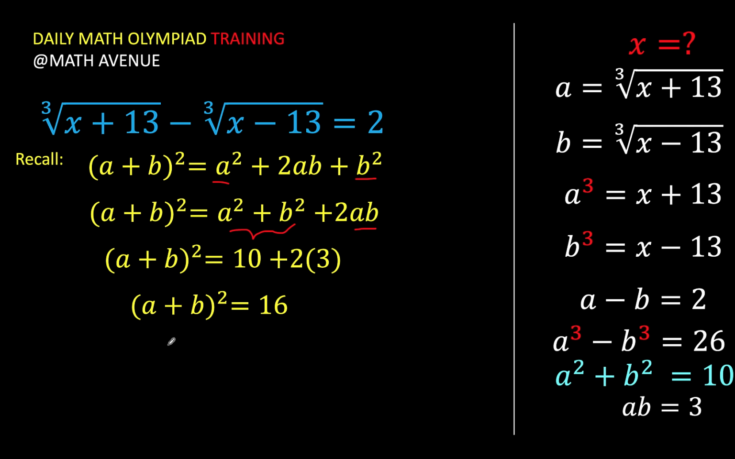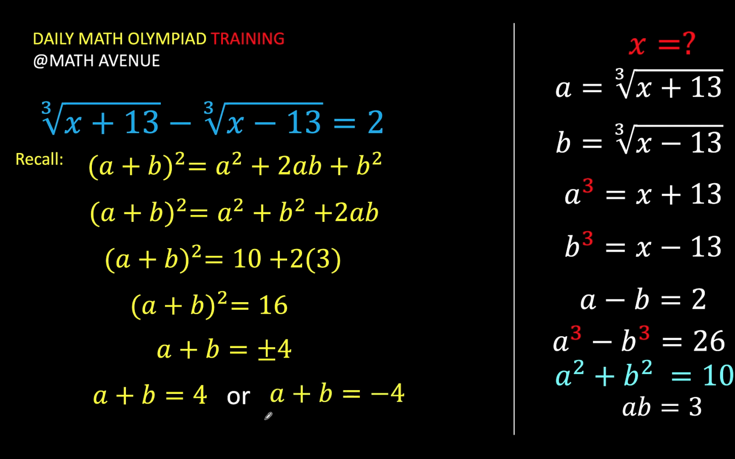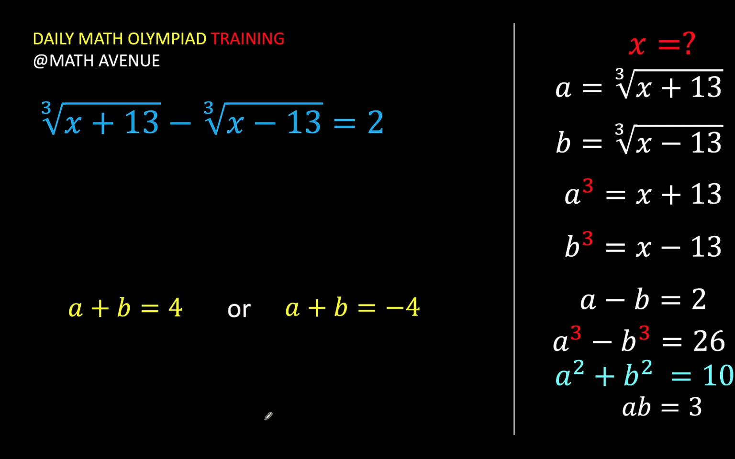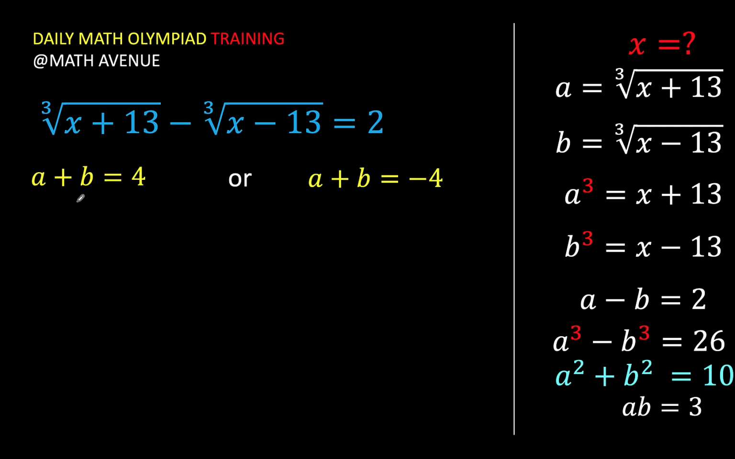Taking the square root of both sides, we have a plus b equals plus or minus 4. This means there are two possible values: either a plus b equals 4 or a plus b equals negative 4. We are now closer to our final answer. So we have a plus b equals 4, but we also know that a minus b is equal to 2. So we solve these systems of equations.